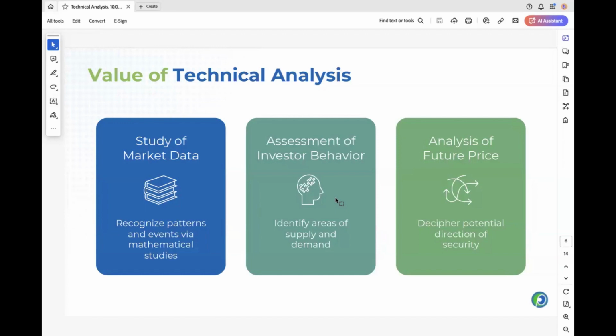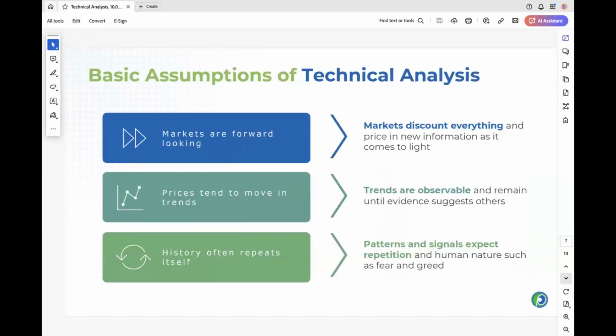You want to figure out where the potential direction of the security is, identify the next area of supply and demand, understand the strength of it, momentum, any bearish or bullish divergence, the strength of the trend. There's so much that goes into that, but together, it really creates the value of technical analysis. There are so many indicators, but they fall in different categories, and we'll walk you through some of that today.